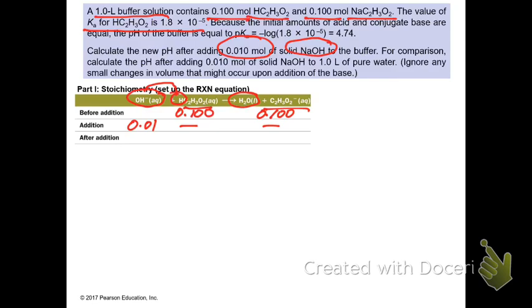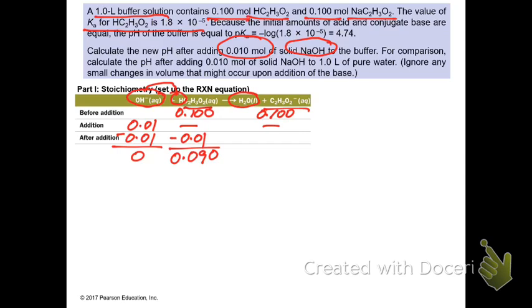And then after the addition, this sodium hydroxide will be consumed in the reaction, because it's reacting with the acid. And so we're going to subtract 0.01 from sodium hydroxide, and now this becomes 0. We're also going to subtract 0.01 from the acid because it's reacting with the acid. And we will get 0.09.